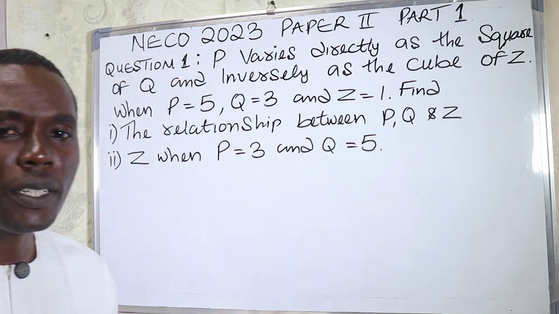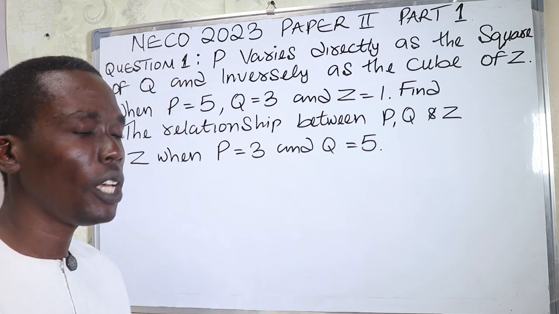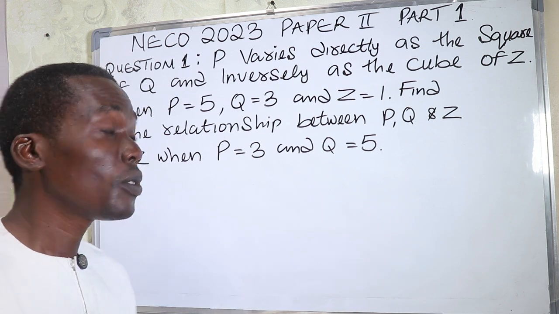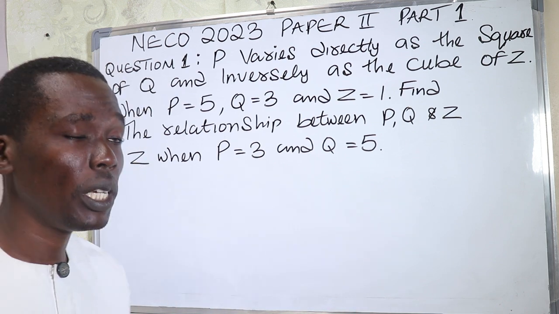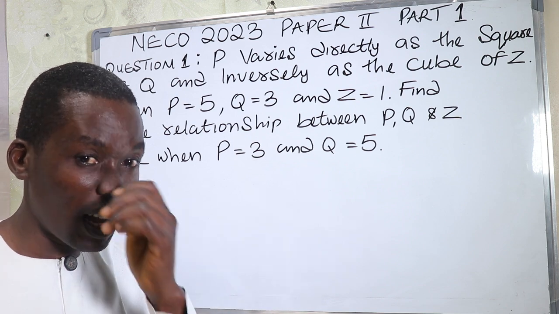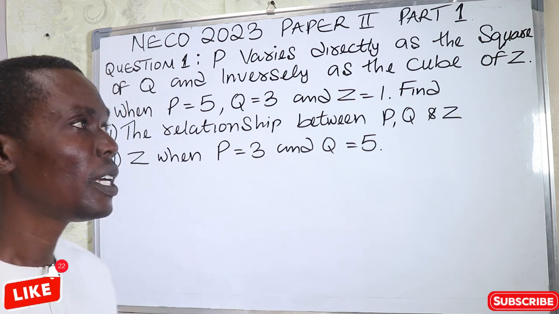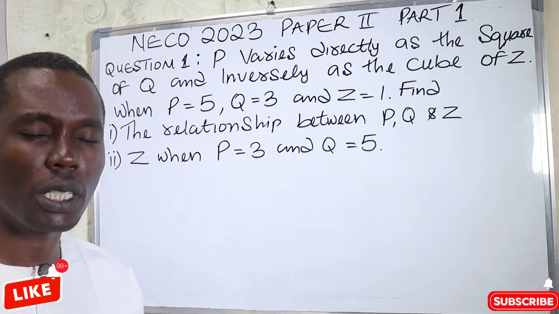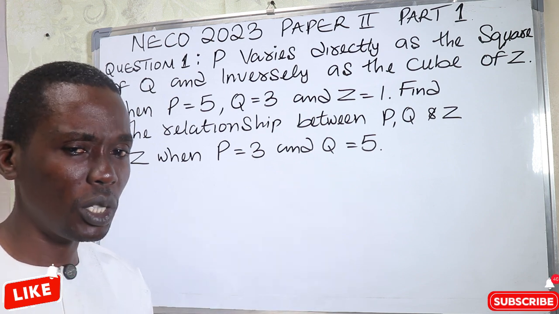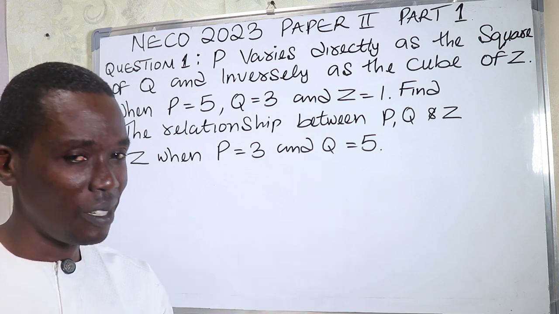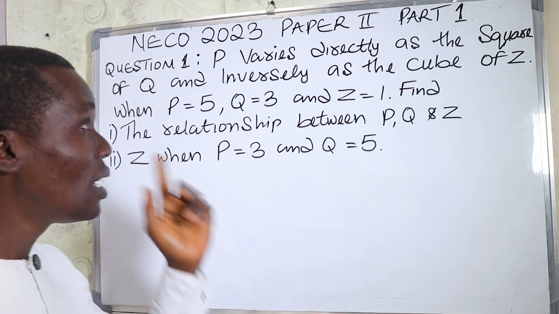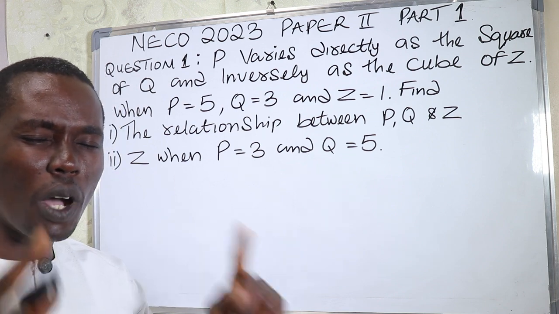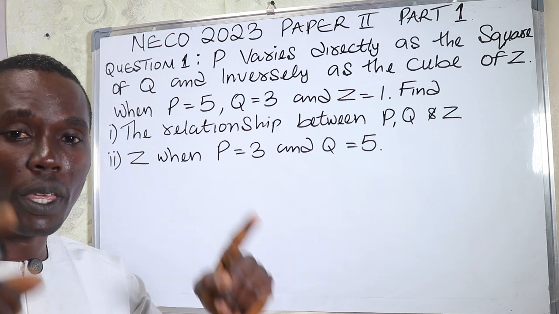Hello, if you are preparing for NECO GCE or NECO SSCE exams, then this question is for you. This question is the NECO 2023 paper 2 part 1 question and is on variation. Now, this is going to take us to an aspect of variation that once you finish watching this video, you can be able to treat other questions on variation. So, keep it on and watch this video to the end. You are going to enjoy this and you're going to know how to play around with the topic variation.